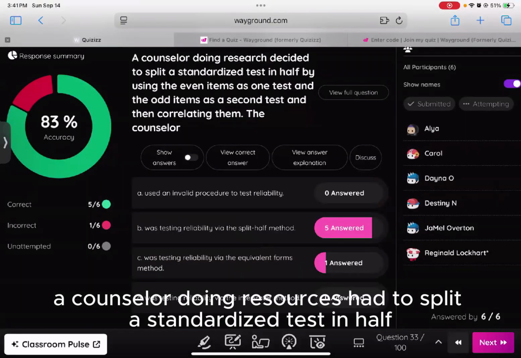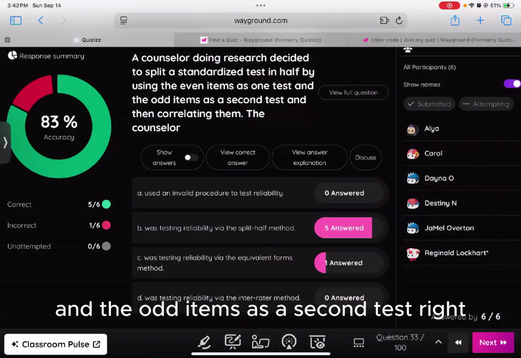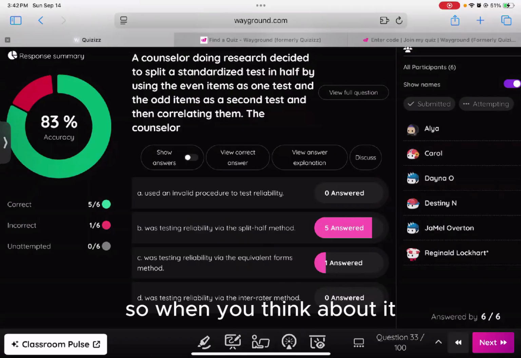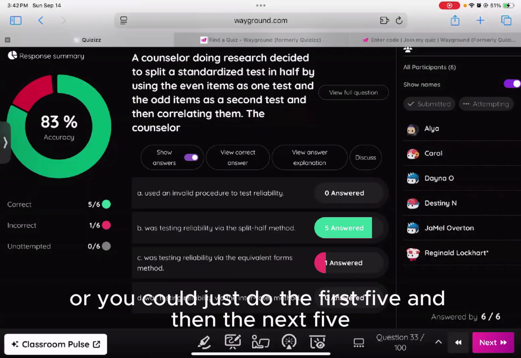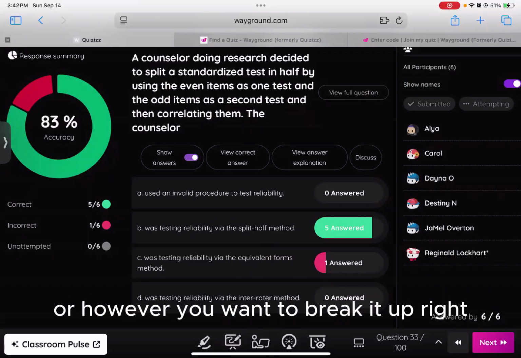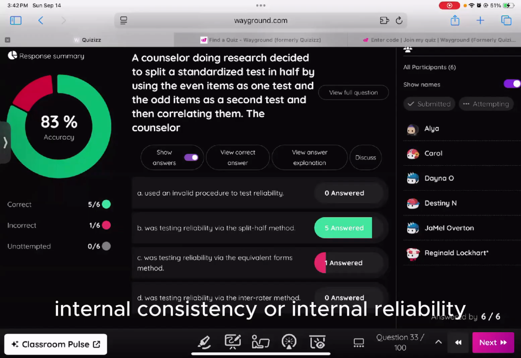So a counselor doing research decided to split a standardized test in half by using the even items as one test and the odd items as a second test, right? So when you think about it, it's a split half method, right? Because she split it in half, right? You could do odd numbers, or you could just do the first 5 and then the next 5, or however you want to break it up, right? So me doing that will allow me to also see, right, internal consistency or internal reliability.